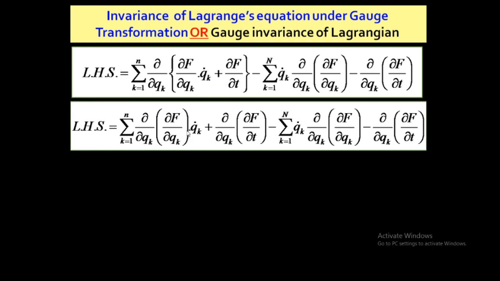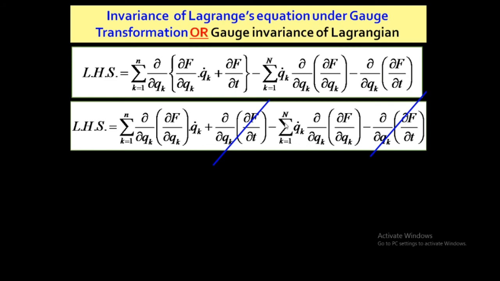Now I can see that there are four terms: this is the first term, this is the second term, this is the third term and this is the fourth term. Now look at the fourth term, del by del qk del f by del t. Here is also del by del qk del f by del t. Here is plus and here is minus. So both terms are the same but opposite in sign, so they cancel out. It means similar terms with opposite signs are cancelled.